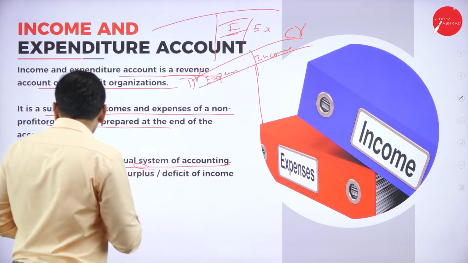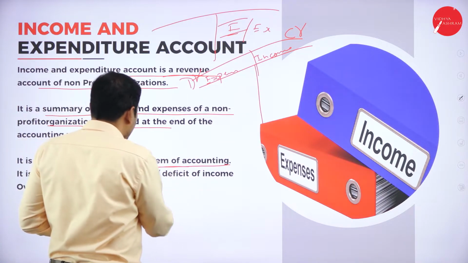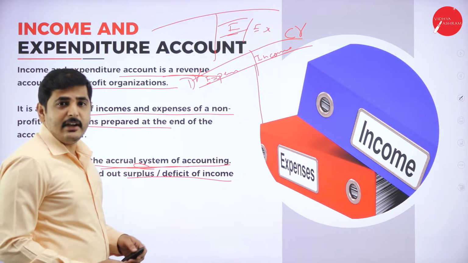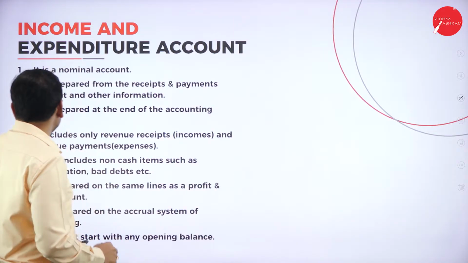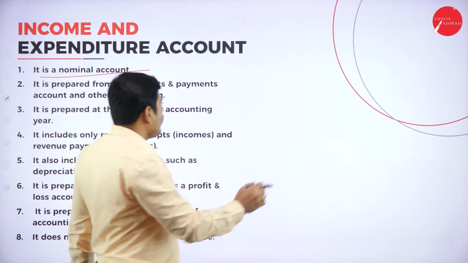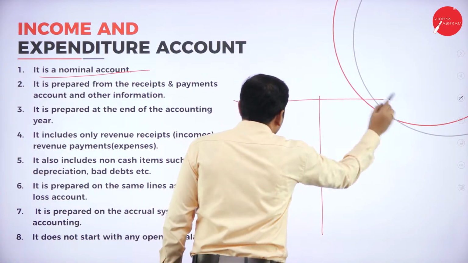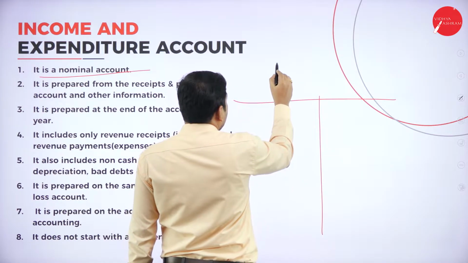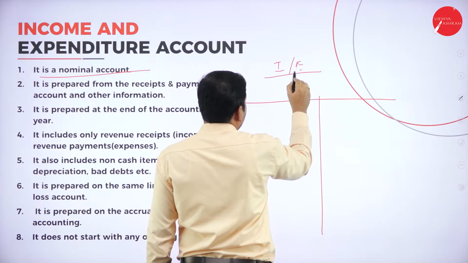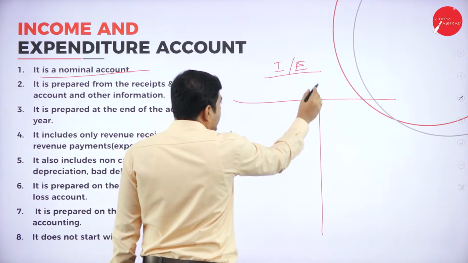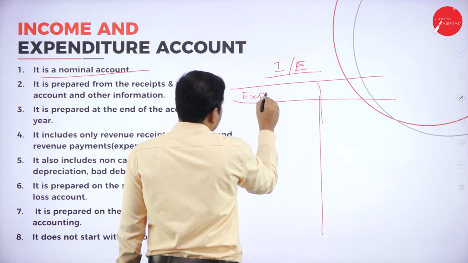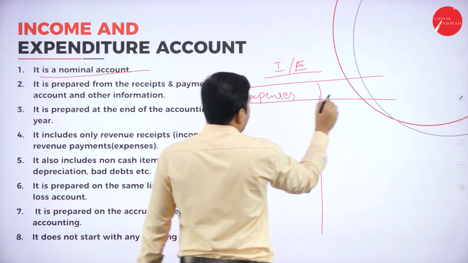Next, it is prepared on the accrual basis. In order to identify the surplus or deficit, we have to prepare the income and expenditure account. Next, it is a nominal account. Already explained, it is a nominal account. So nominal account means debit all expenses. Even though the heading is income and expenditure account, the debit side should show expenses. Here it is income.